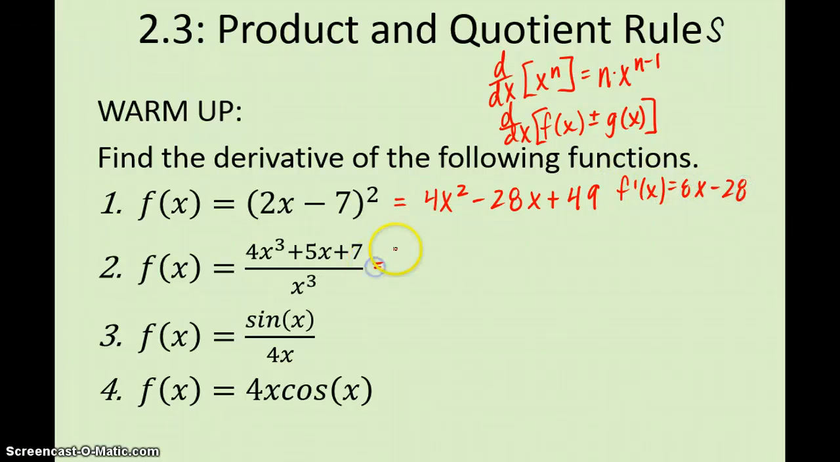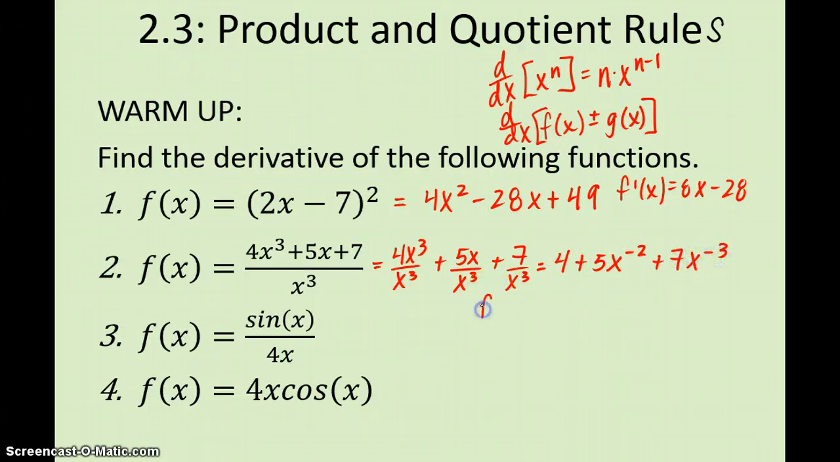For this one, rewrite your function first by splitting up the numerator into 3 separate terms. Rewrite each term, canceling the common base and rewriting it so we can use the power rule. Then the derivative of each of these: derivative of 4 is 0, negative 10x to the negative 3, minus 21x to the negative 4, and then the final step, rewrite each term with positive exponents.